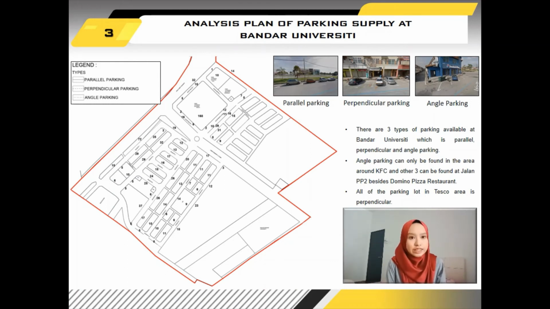For the entire site study, there are 3 types of parking available at the commercial area of Bandar University, which are angle parking, parallel parking, and perpendicular parking, like what I have inserted there. Angle parking can only be found in the area around the KFC, and 3 other parking lots can be found at Jalan PP2 beside Domino Pizza Restaurant. Besides that, all of the parking lots in the Tesco area are perpendicular parking. One area has been found as off-street parking, which is the Tesco area, containing 168 parking lots.